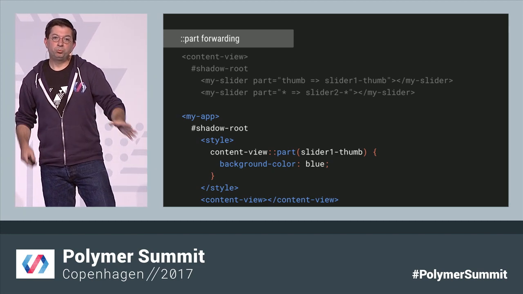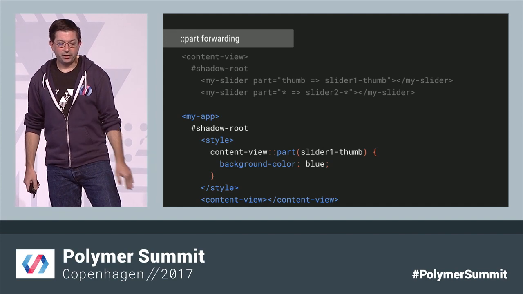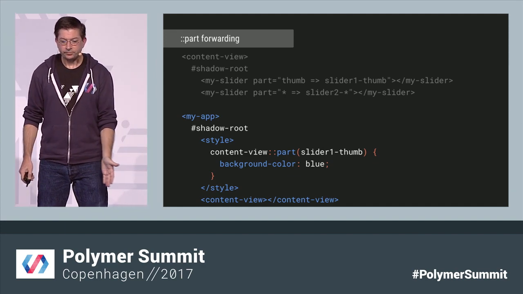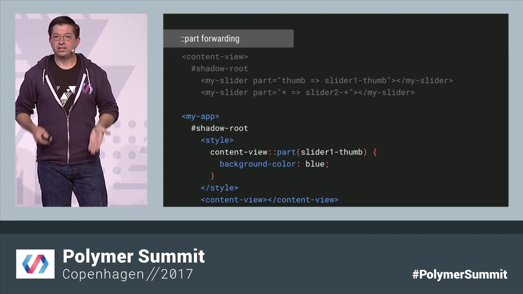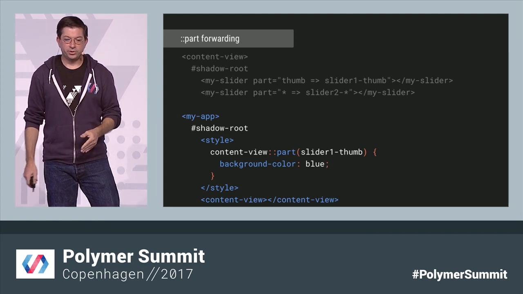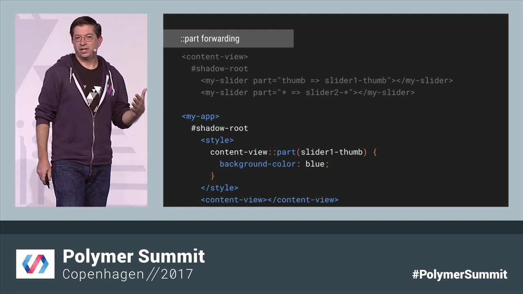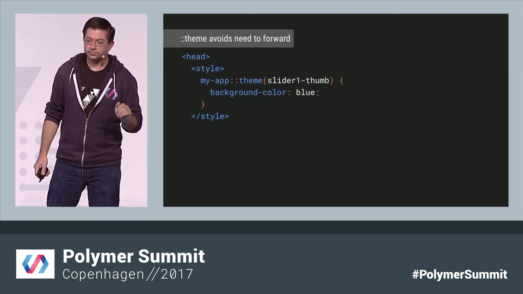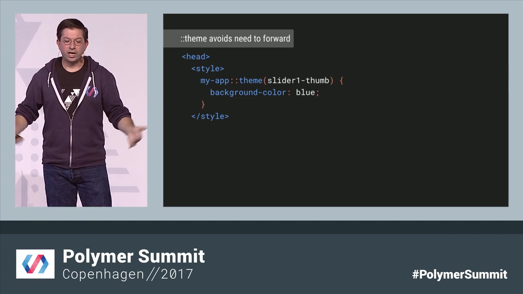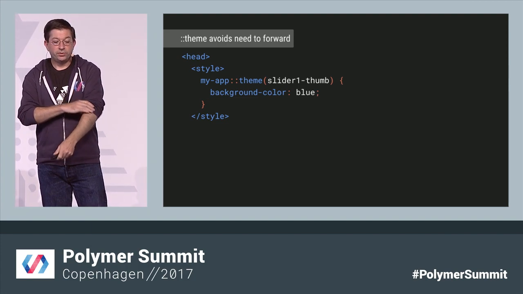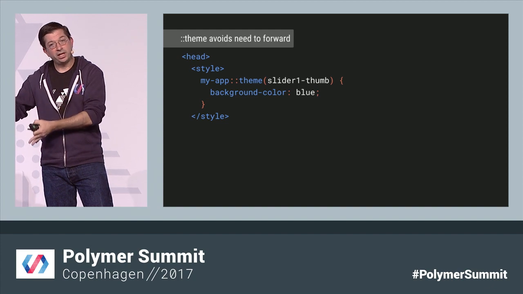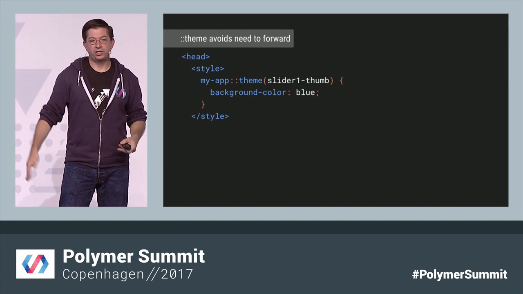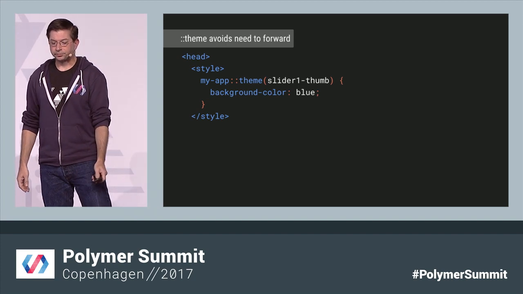There's, of course, probably the more savvy of you are figuring that, okay, well, that looks a little cumbersome. I've got to forward all that information. And that's good. That's explicit. That's probably what you want to do most of the time. But there's an answer for if maybe you can't do that all the time, and that's colon theme, colon colon theme. It avoids this need to be required to forward everything. So if we use colon colon theme, then that part name will be targetable anywhere in the shadow root of the MyApp element, even in shadow roots in elements inside of it.